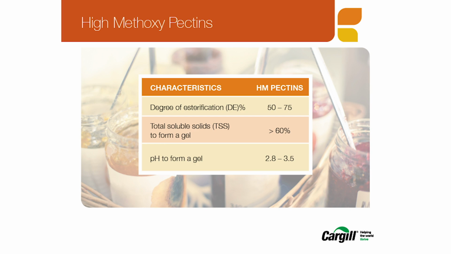High methoxy pectins are characterized for having a degree of esterification above 50% and up to 75%. These pectins mainly depend on a high solids content of 60% or more and on a low pH around 3 to form a gel. These are critical things to watch for the proper gelation in gummies and jams, as without them, you will have a soft product.